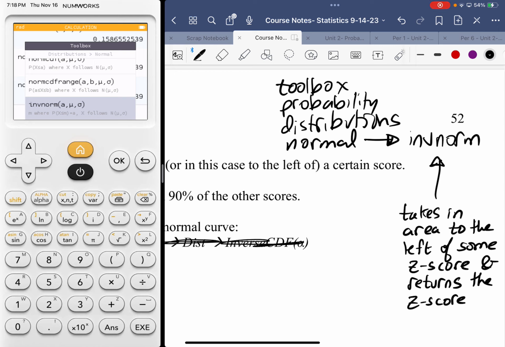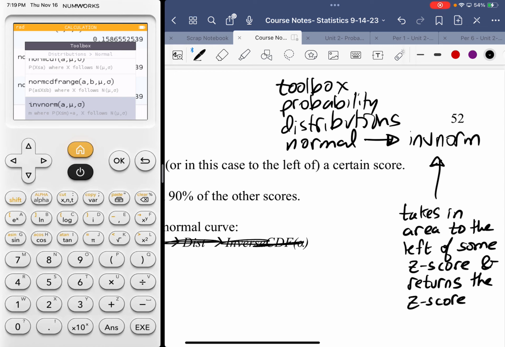So it takes in the area to the left of some z-score. We don't know what the z-score is, but we do know the area corresponding to it. Now there's a whole world of questions about, okay, how do you know the area but not know the z-score itself? We'll get to that. But it'll give you the z-score that corresponds to a given area, but specifically area to the left. So if a question's asking you about area to the right, you have to make a numerical adjustment in order for this function to work.